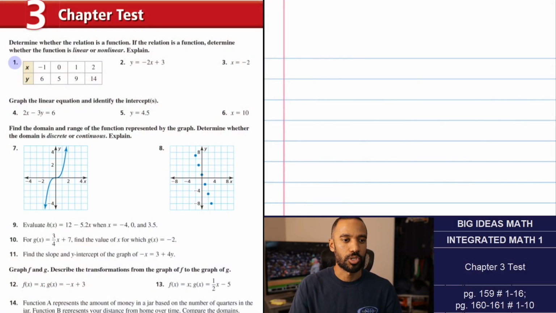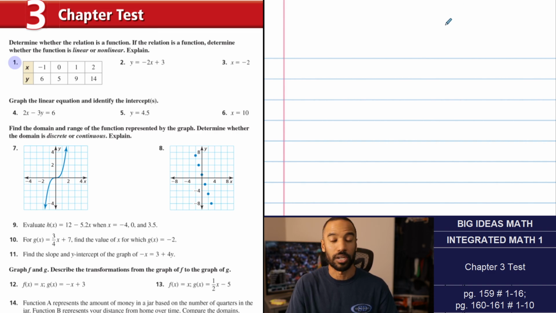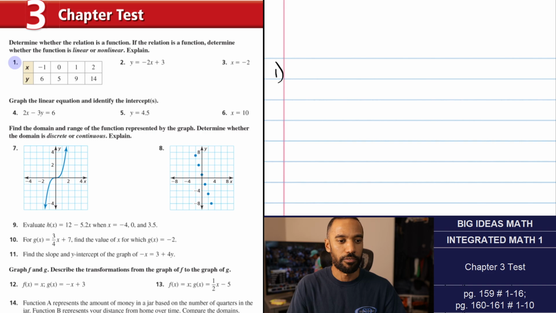We are going to start with numbers 1, 2, and 3, where you determine whether the relation is a function. If the relation is a function, determine whether it's linear or nonlinear. So this is two things in one, kind of interesting. So on question 1, we're first starting off with, is it a function? You know what? It is a function. The x's do not repeat in any sort of way, so each input has exactly one output.